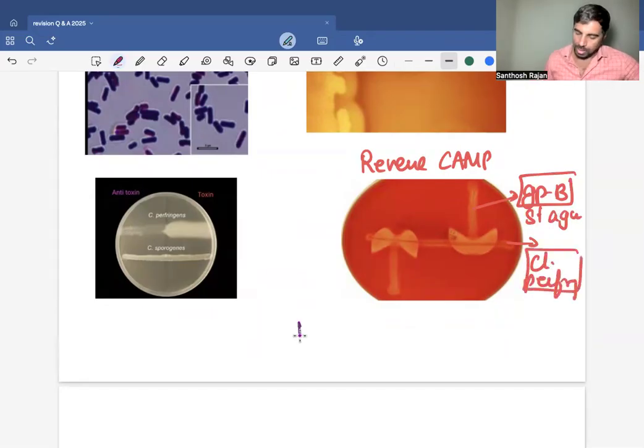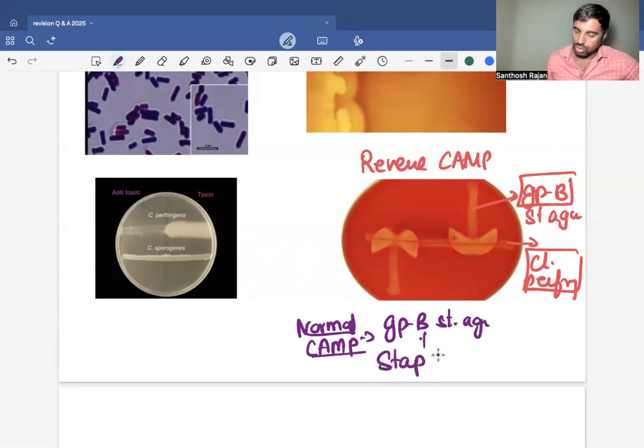In normal CAMP, I'm going to write, it will be just the group B Streptococcus agalactiae and Staphylococcus aureus. The groups are the same in both places, but instead of Staph aureus, you are putting Clostridium perfringens. That is called reverse CAMP.